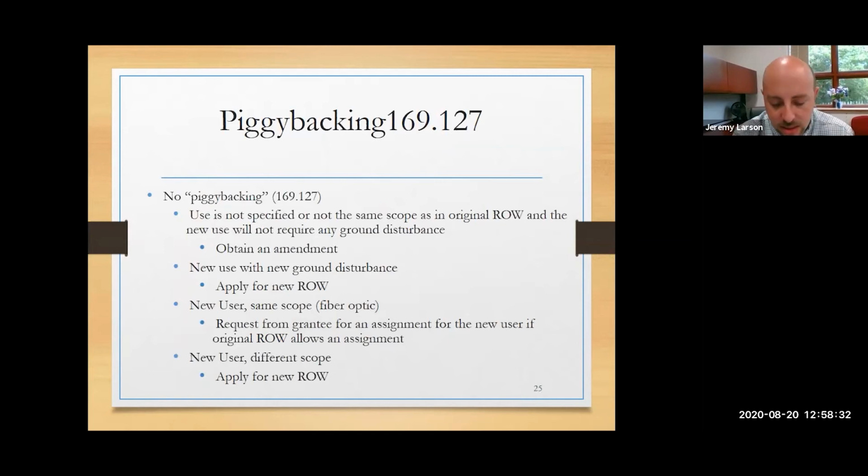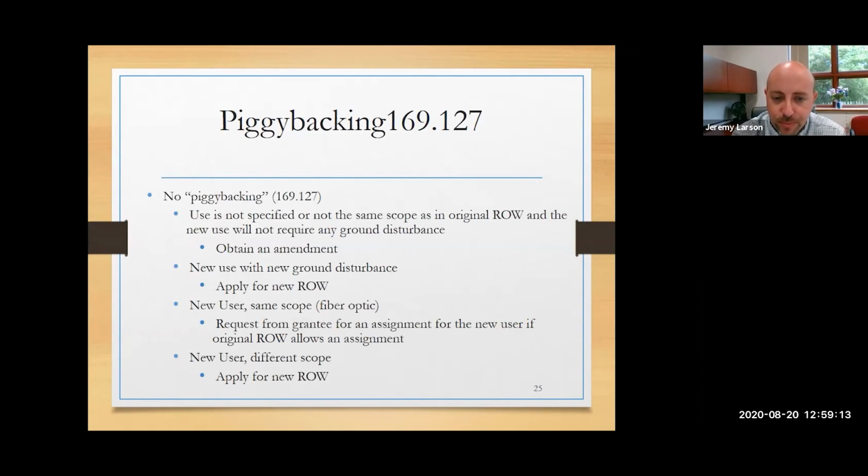Piggybacking. With the new regulations, there is what we call no longer piggybacking, but there are some instances where it can still be utilized. If, for instance, the use is not specified or not the same scope as in the original right-of-way grant, and the new user will not require any ground disturbance, then you may want to obtain an amendment to that original grant. If there's new use with new ground disturbance, you will need a new right-of-way.